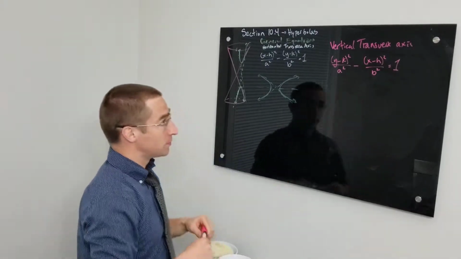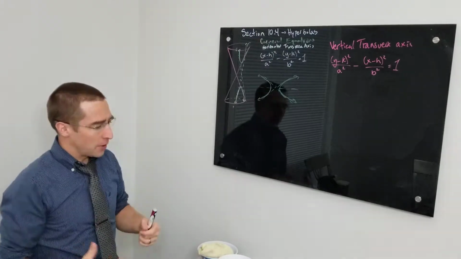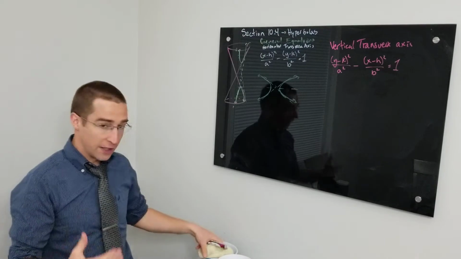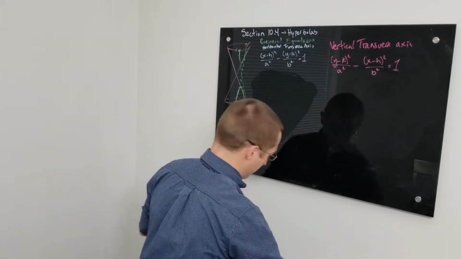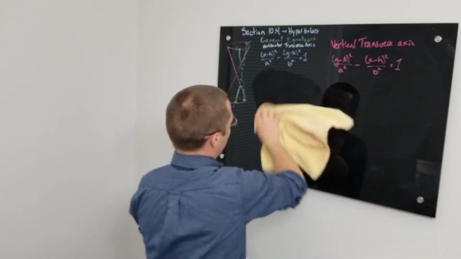Okay, so let's talk about how we go about actually graphing this, finding the foci, that sort of thing, and then what the properties are for a hyperbola. Like what's the set of points? What properties do they follow?